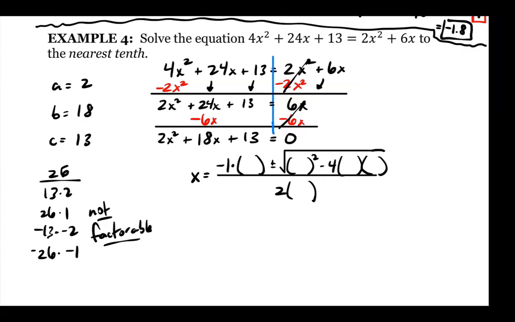Okay, so everywhere I see an A above from the original on the first page, I'm going to put in a 2. So I see an A right there, and I see an A right there from the first page you guys had on the front of your booklet. Everywhere I see a B, I'm going to put in an 18. That's right there. That's right there. And then C goes right here.